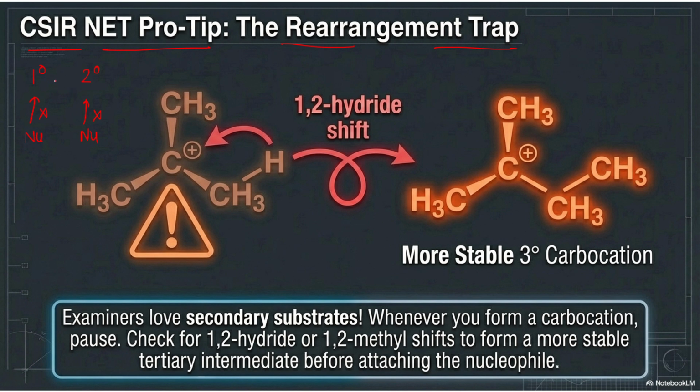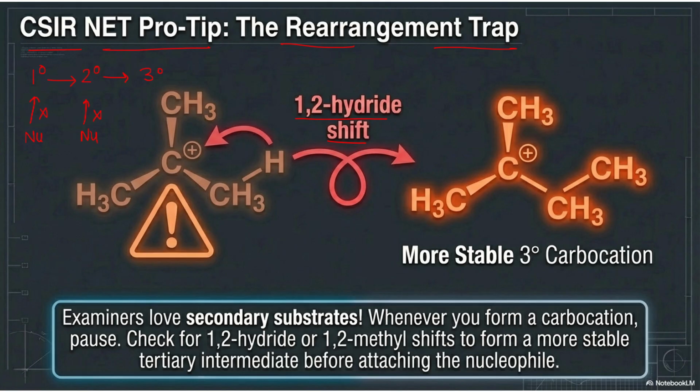It means the primary will change to secondary, and secondary will change to tertiary. They will shift toward the more stable side, because we know everything in nature has a tendency to go toward stability. So they will undergo a 1,2-hydride shift or a 1,2-methyl shift.